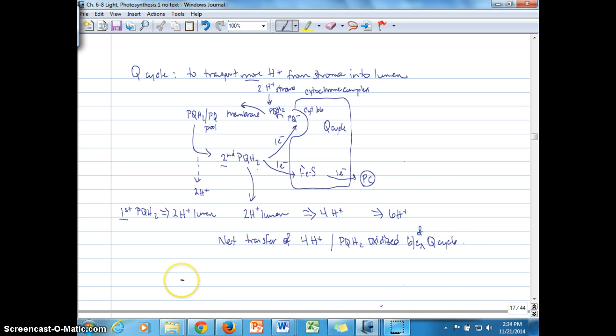Okay, so it may be worth stopping and going back through the series of steps that we looked at with the oxidation of 2 separate PQH2 or plastoquinol molecules to result in 4 hydrogen ions moved into the lumen per PQH2 oxidized. So this, again, ultimately, Q cycle is a way to add more hydrogen ions to the lumen, which ultimately is going to benefit the plant, or the yield benefits towards producing more ATP.